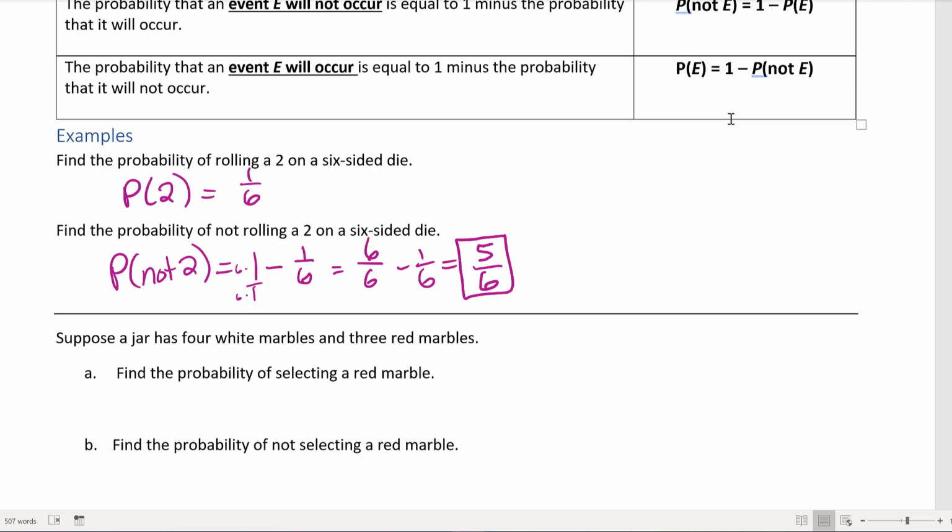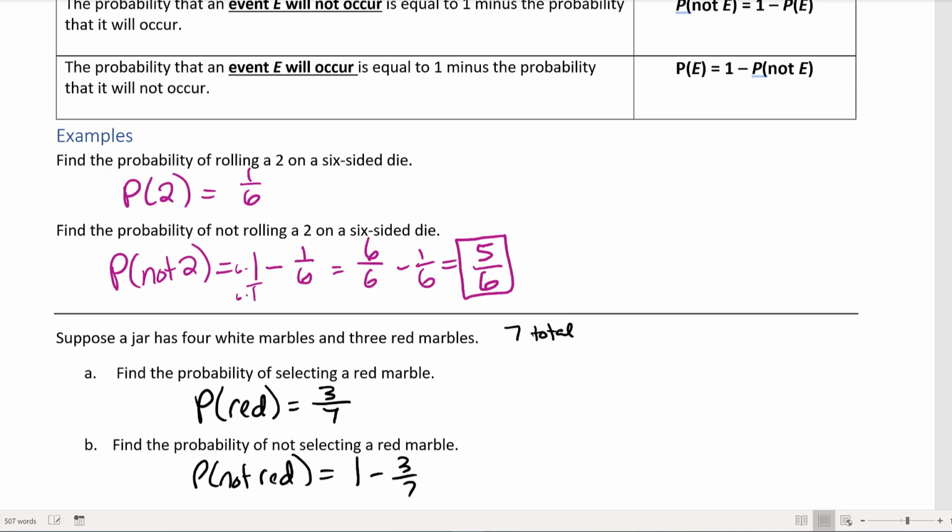How about another example? Suppose a jar has 4 white marbles and 3 red marbles. Just as a note, that's a total of 7 marbles. Find the probability of selecting a red marble. So probability of red is equal to the 3 possible reds over the total 7. So the probability of not selecting a red is going to be 1 minus the 3/7.